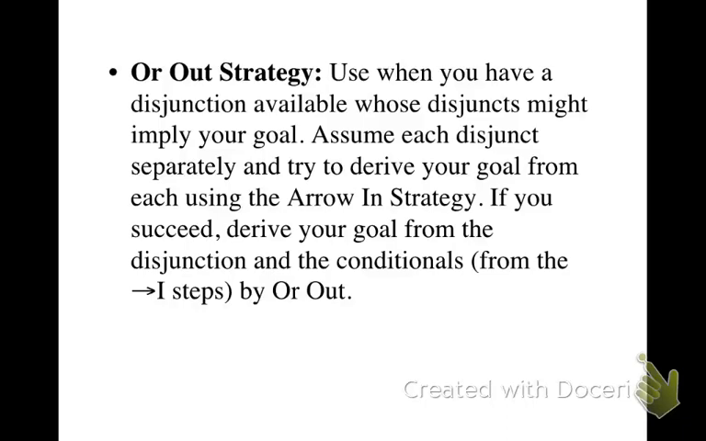This video will explain the OR out strategy. The OR out strategy says, use when you have a disjunction available whose disjuncts might imply your goal. Assume each disjunct separately and try to derive your goal from each using the arrow in strategy. If you succeed, derive your goal from the disjunction and the conditionals that were created by the arrow in steps by OR out. So let's see how this works in a proof.